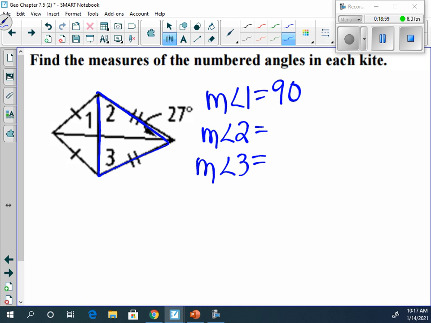What do we know about the two sides of the triangle? They are congruent, and the angles, which would make it isosceles, yes? And the angles opposite the congruent sides are congruent. So that means angle 2 and angle 3 have to be congruent to each other. So whatever the measure of angle 2 is, it's going to be the same for the measure of angle 3. Yes?